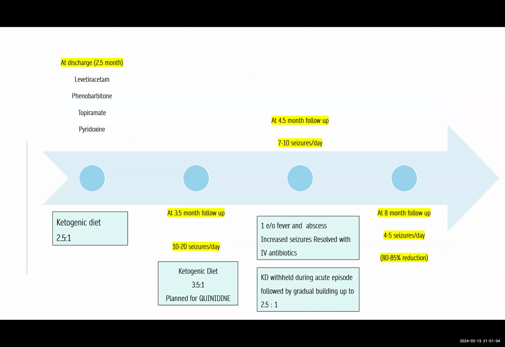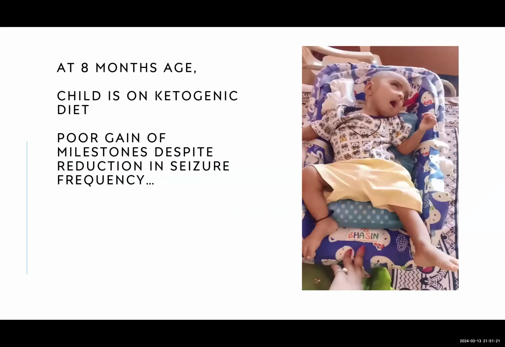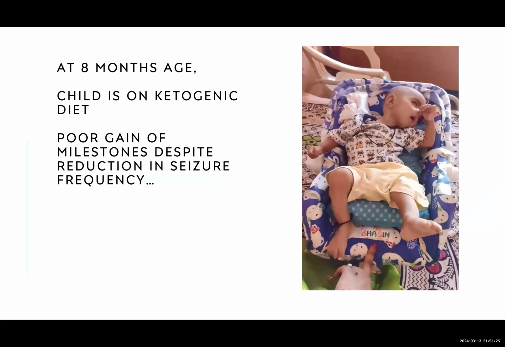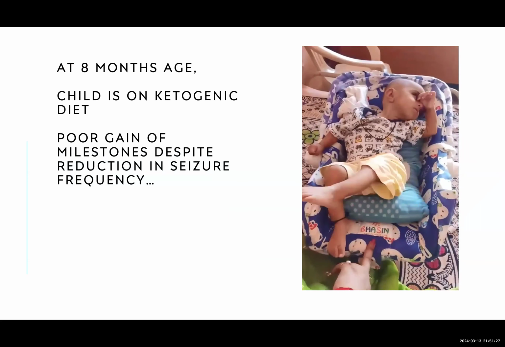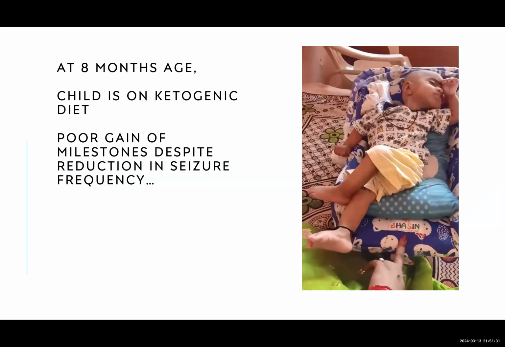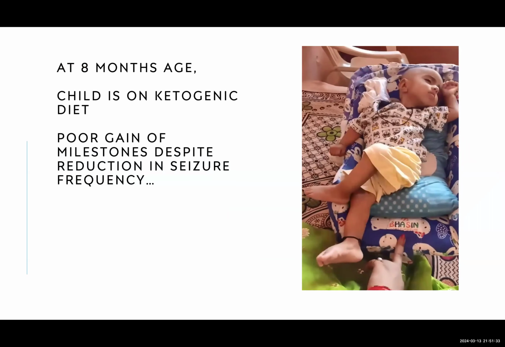At around 3.5 months of age, there was improvement in seizure frequency from 60 seizures per day to 20 seizures per day. And in subsequent follow-up, at 8 months of age, baby had only 4 to 5 seizures per day, amounting to 85% reduction in seizure frequency. So at 8 months of age, we can see that although there was significant improvement in seizure frequency, baby already had a developmental delay and there was no improvement in development, even though there was reduction in seizure frequency.